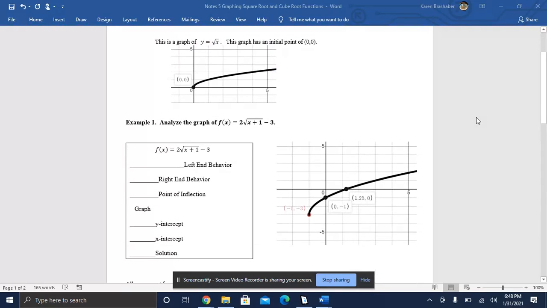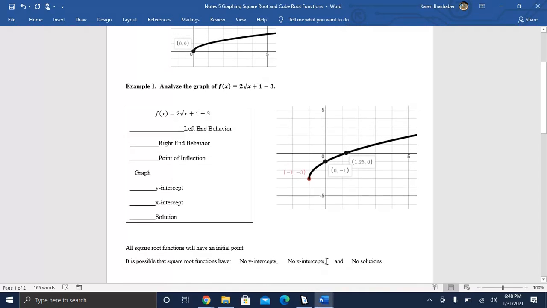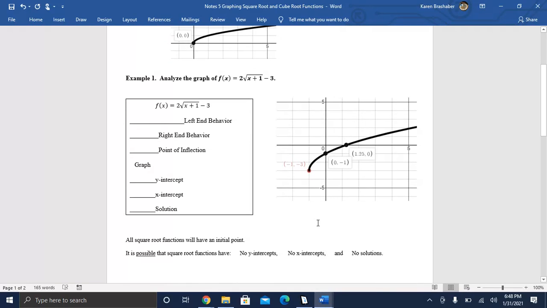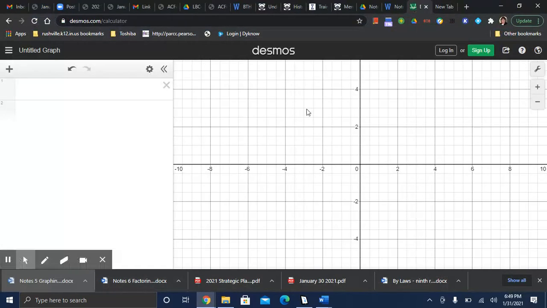You will have functions like this to do a matching homework with, much similar to what we did with the polynomials. So your first problem is f of x equals 2 times the square root of x plus 1 minus 3. Probably the first thing you'll want to do is go to Desmos. So I'll go there so you can see how to type this in.